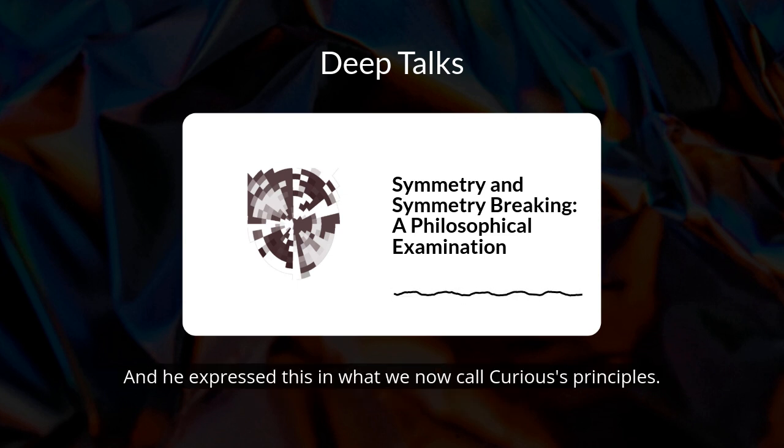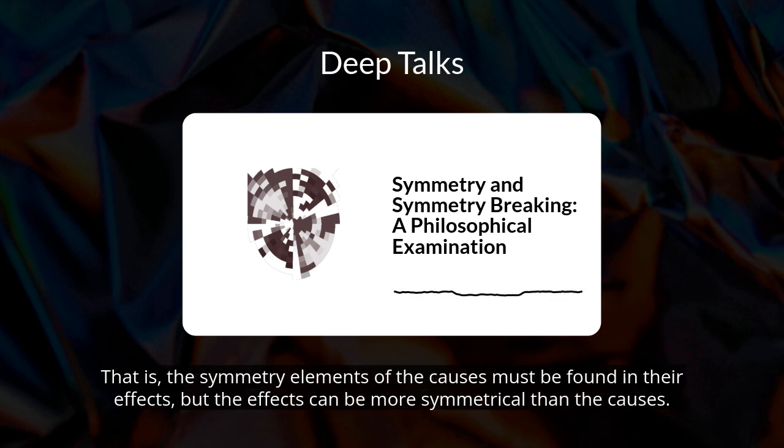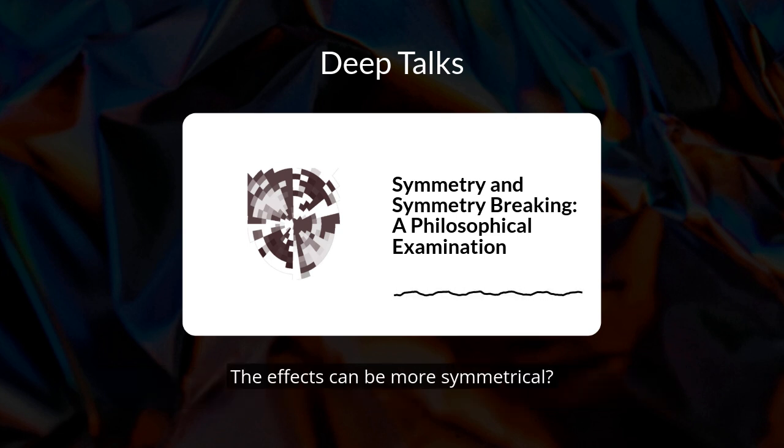Oh, wow. And he expressed this in what we now call Curie's principles. That is, the symmetry elements of the causes must be found in their effects, but the effects can be more symmetrical than the causes. Wait, hold on. The effects can be more symmetrical.